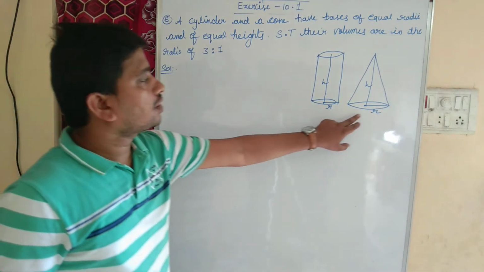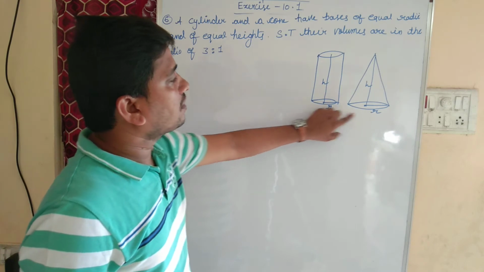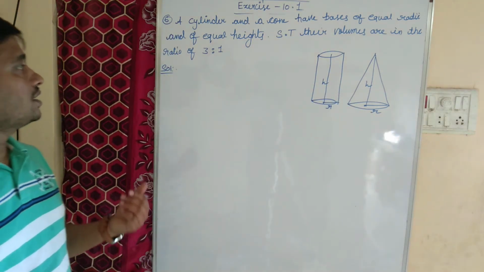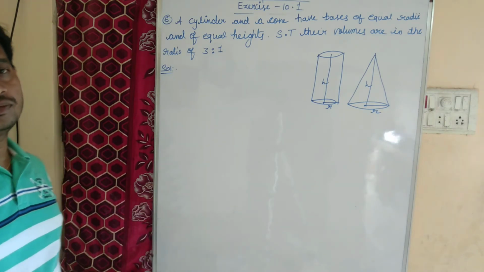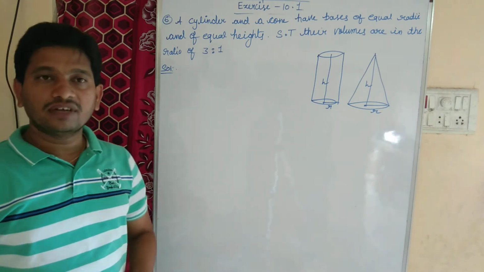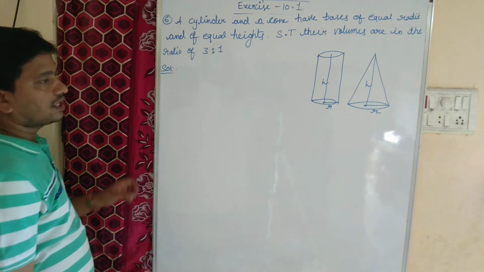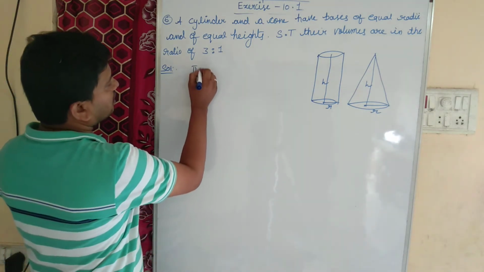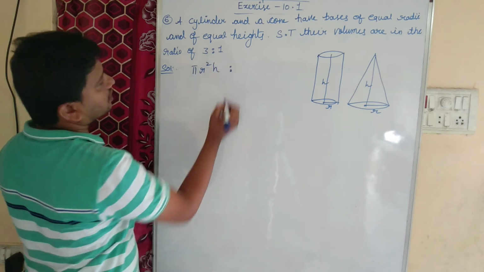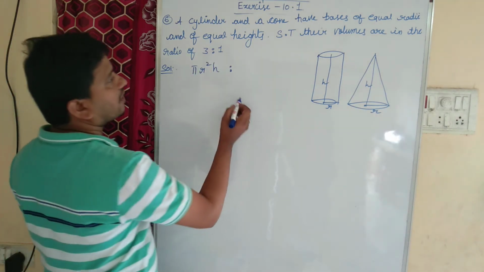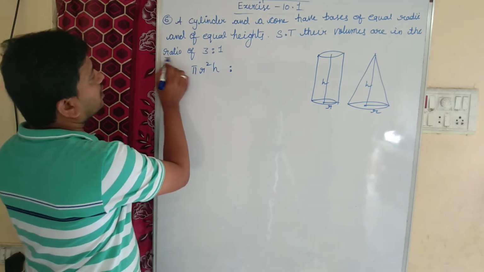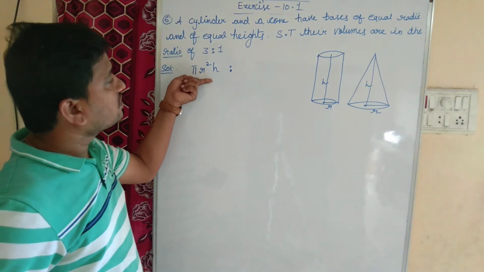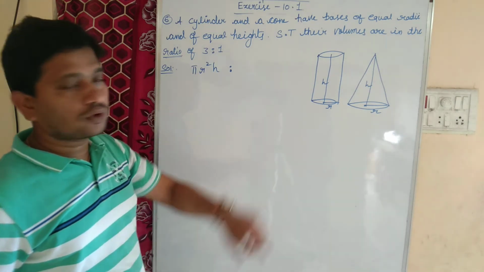A cylinder and a cone have bases of equal radii and equal height. Show that their volumes are in the ratio 3:1. This is an important question for competitive exams. So children, what is the volume of cylinder? We know that the volume of cylinder is pi r square h. They are asking to find the ratio of volume of cylinder to the volume of cone.